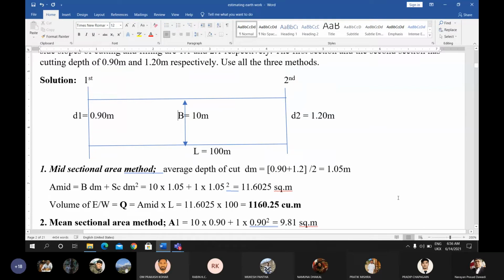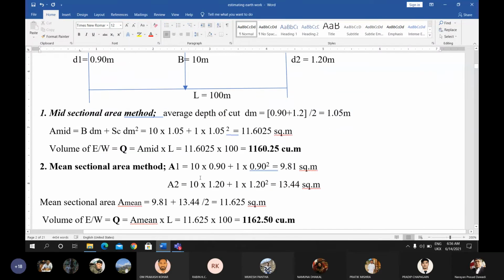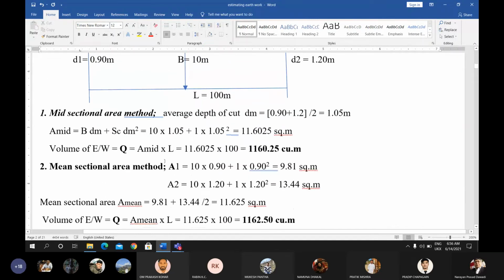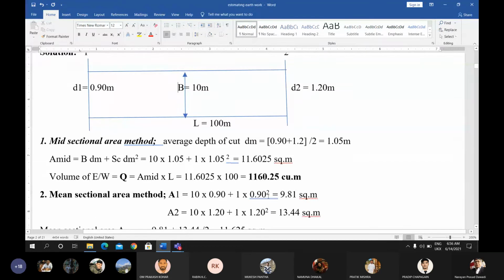Now for the second method, the mean section area method, we have to find the respective section area first, using the depth of each section. Area 1 for section 1 will be B D1 plus S D1 square. B is 10, D1 is 0.90, S is the cutting slope 1, into 0.90 square. You get the value of 9.81 square meter for the first section.